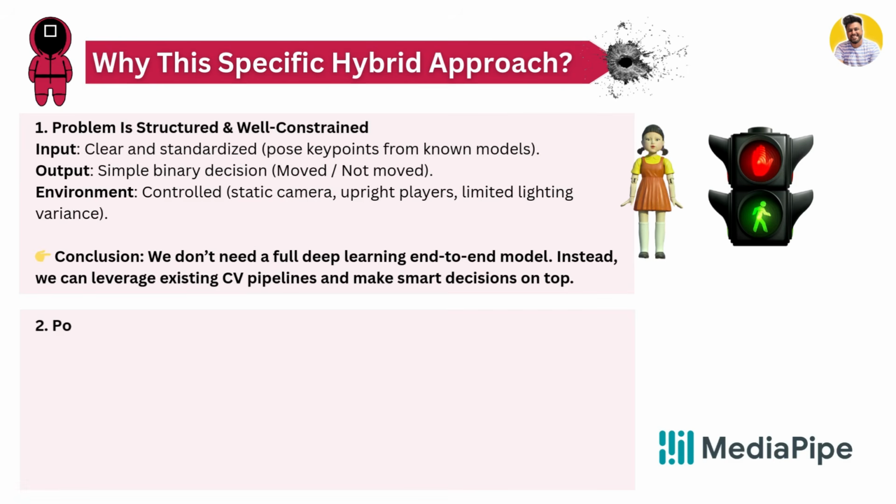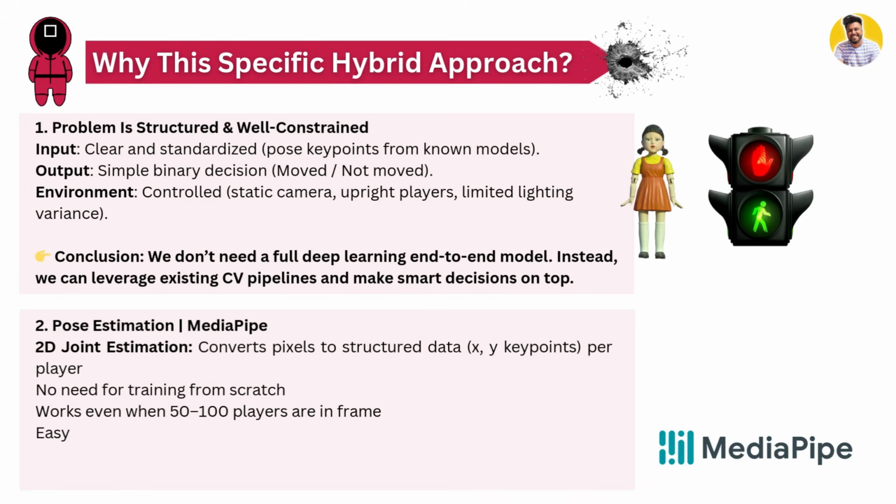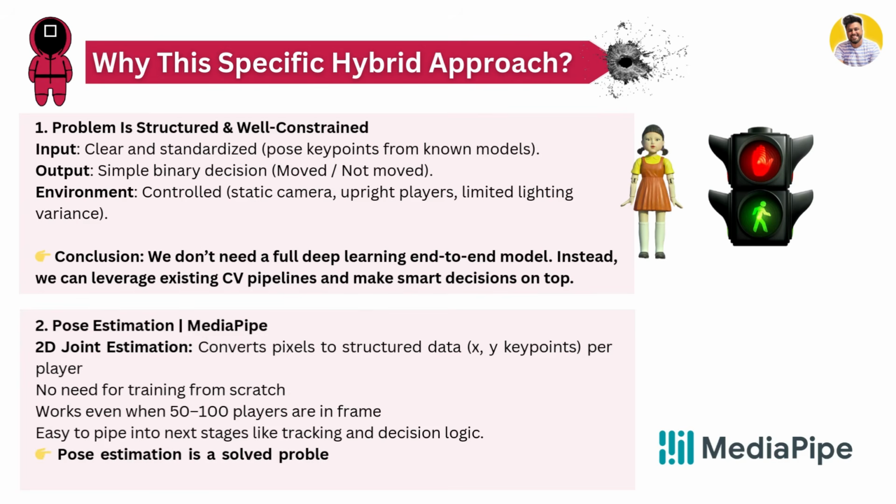And the next benefit is pose estimation, where we use the MediaPipe framework by Google, which helps in 2D joint estimation and converts pixels to structured XY points per player. There is no need for training from scratch. It works really well on 50 to 100 players in the frame, and it is easy to pipe into the next stages like tracking and decision logic. Pose estimation is a solved problem in a more structured way. We don't need to reinvent this.